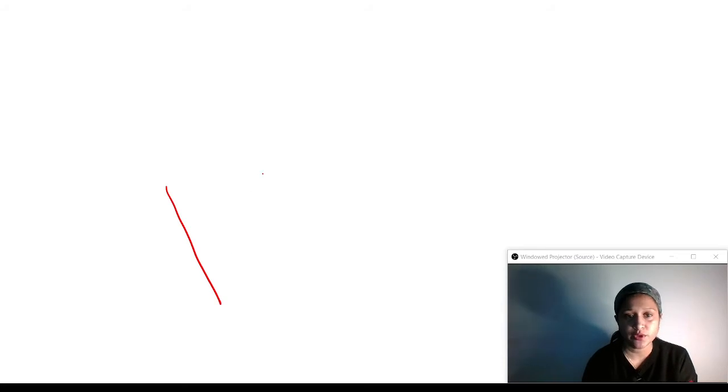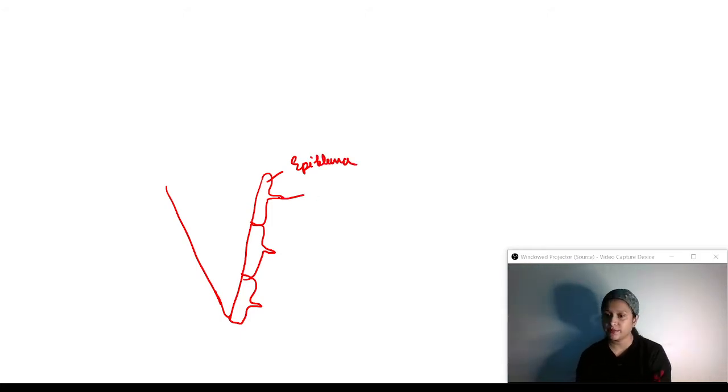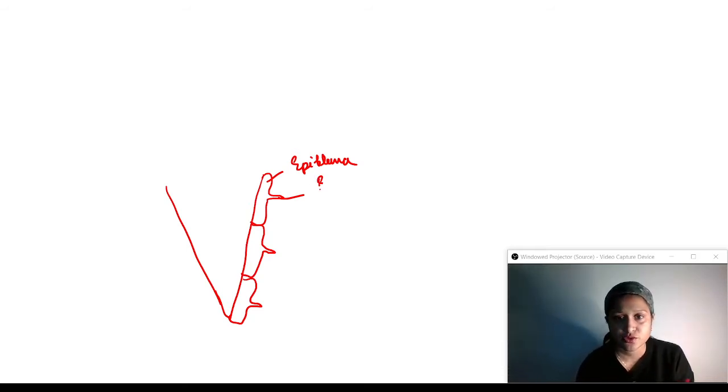Suppose this is the root and these are the epidermal cells. The epidermis of the root is known as epiblema. Root hair is nothing but the extension of the epidermal cell. Epidermal cell का ही extension होता है. So this is the root hair.